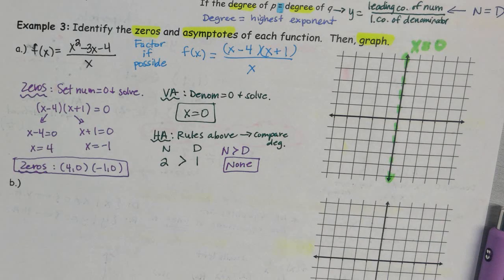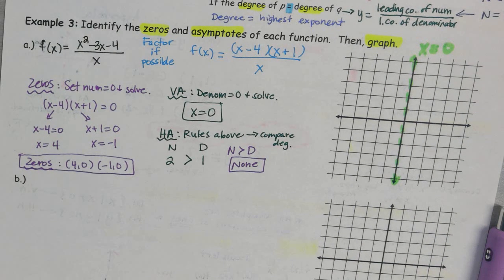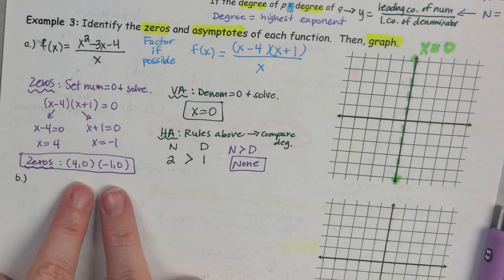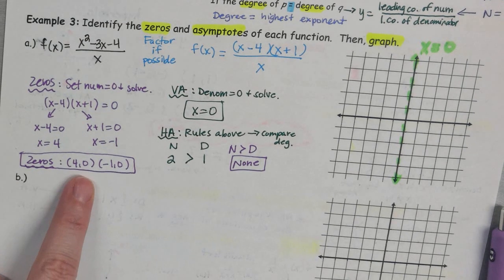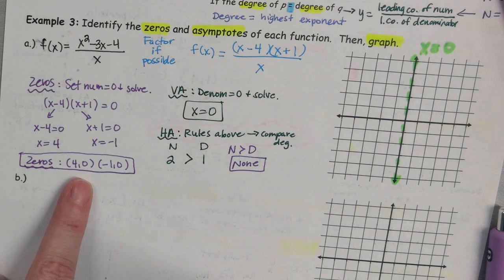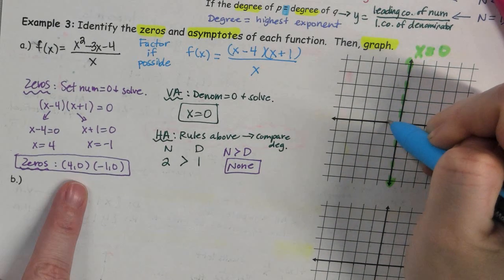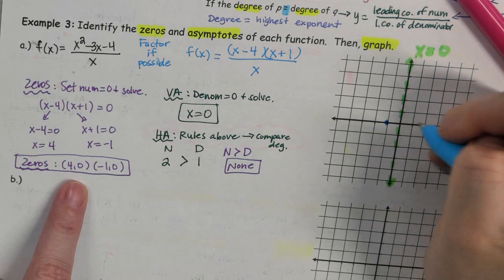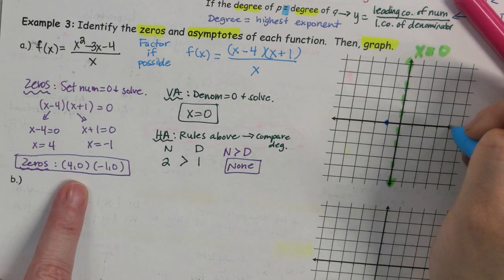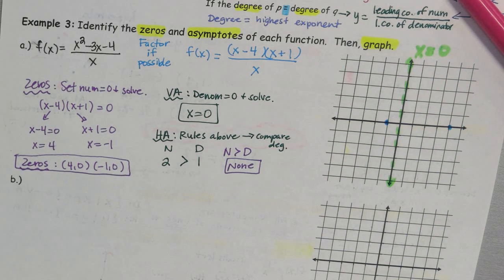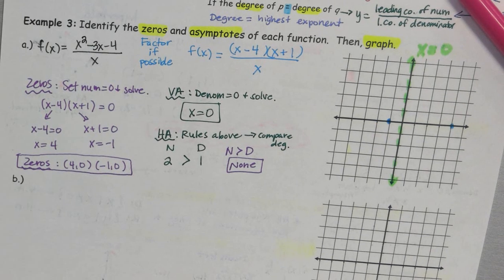And then we are going to plot the points that we already have. So the zeros were 4, 0, and negative 1, 0. So let's plot those. 1, 0. 1, 2, 3, 4. So when you're graphing this for your homework, you have to have specific points on it, okay? So I'll show you what I don't want you to do after we graph this one. And I will show you what I do want you to do as well.